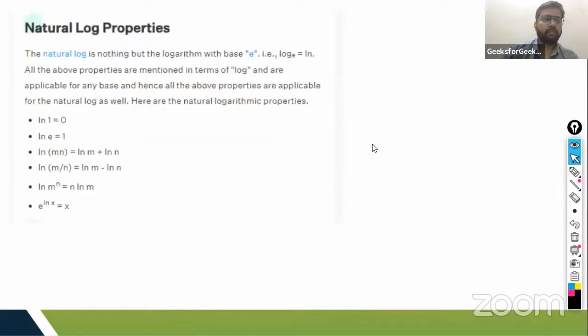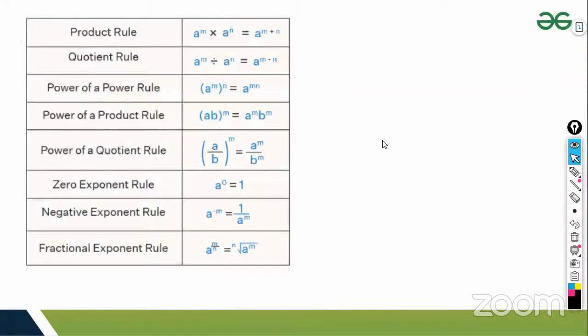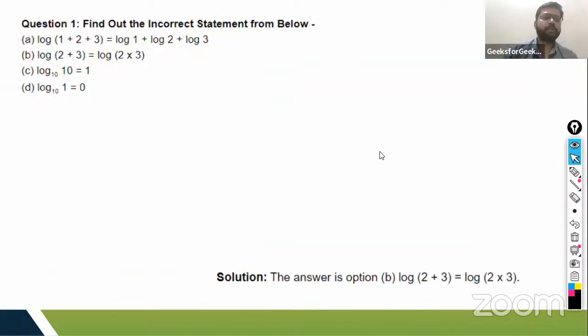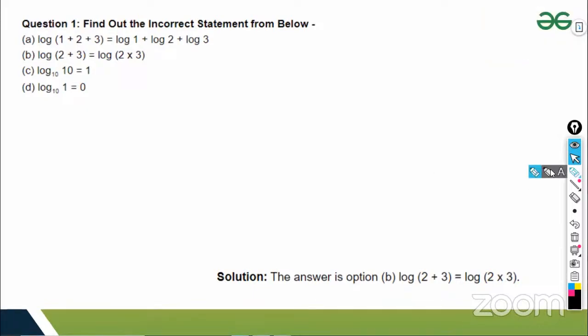Same over here too. Now, now you look at this question. So in option 1, it is log of 1 plus 2 plus 3. And you only said that if it was in multiplication, then we can break it into log 1 plus log 2 plus log 3. But here it is showing log of 1 plus 2 plus 3. So A is also incorrect.